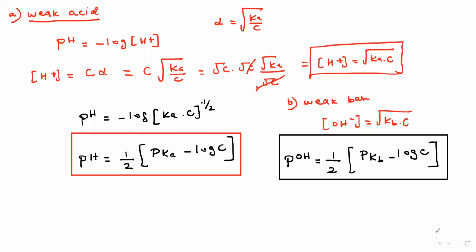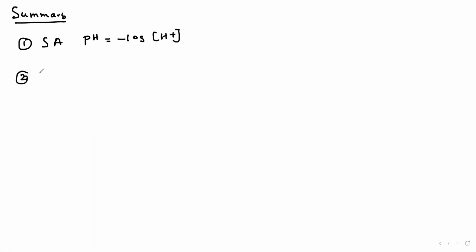Okay, I'll give the summary. Please note the summary. First point, strong acid: the formula is pH equal to minus log of H plus. Strong base: the formula is pH equal to minus log of OH minus. Next, weak acid, what is the formula?